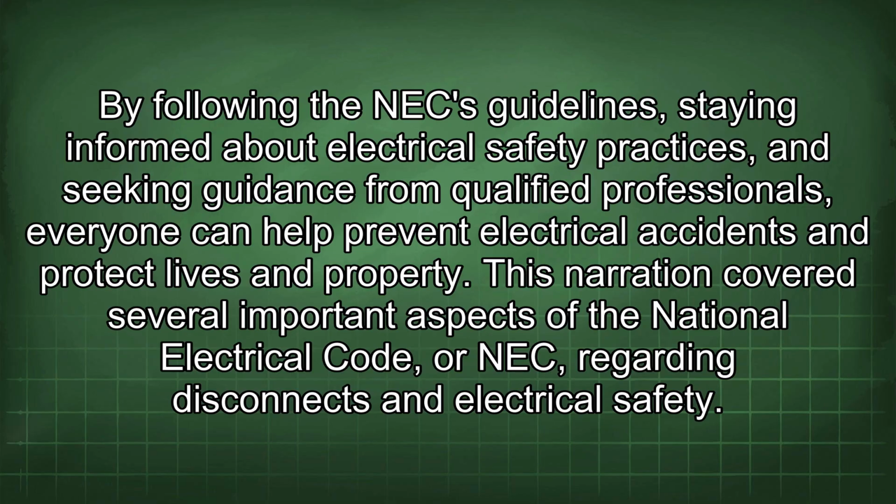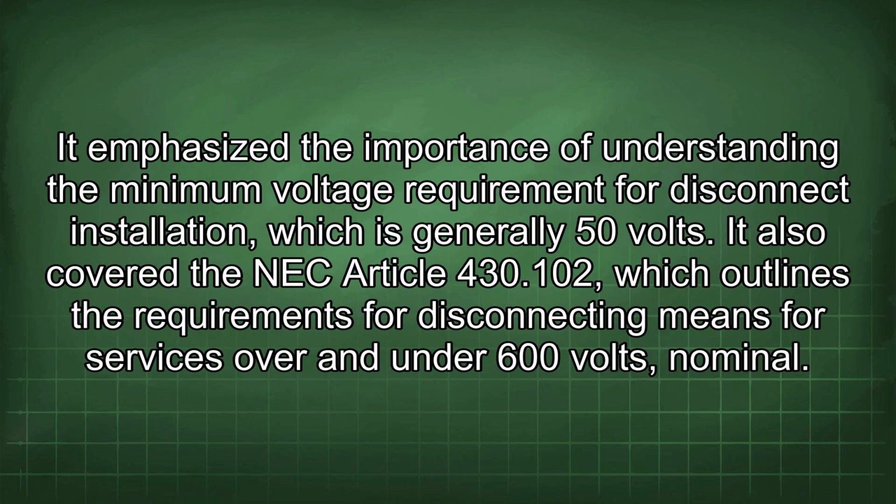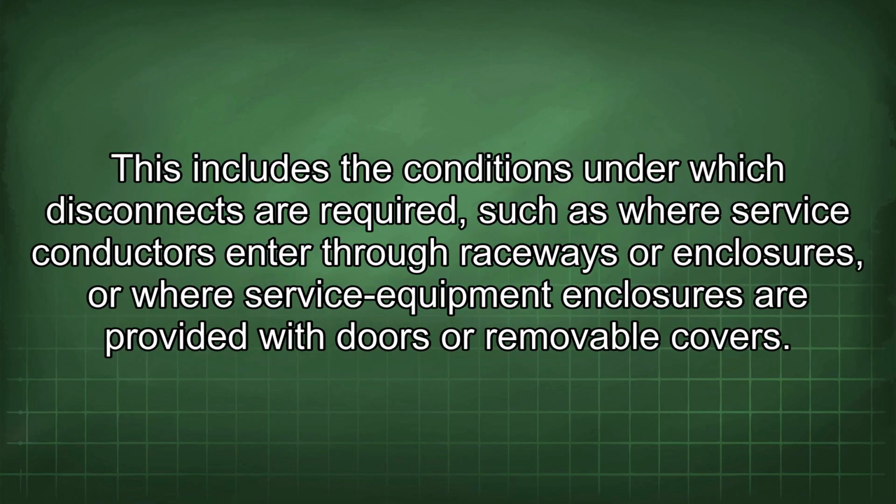This narration covered several important aspects of the National Electrical Code, or NEC, regarding disconnects and electrical safety. It emphasized the importance of understanding the minimum voltage requirement for disconnect installation, which is generally 50 volts. It also covered the NEC Article 430.102, which outlines the requirements for disconnecting means for services over and under 600 volts, nominal. This includes the conditions under which disconnects are required, such as where service conductors enter through raceways or enclosures, or where service equipment enclosures are provided with doors or removable covers.